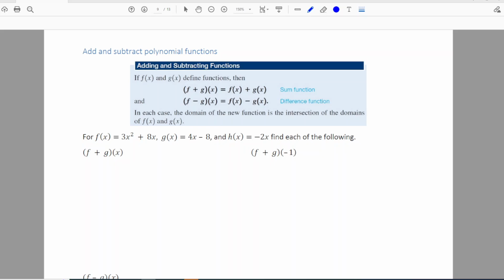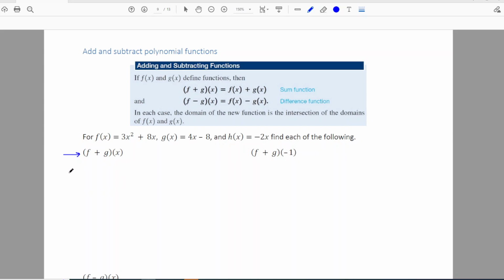Then the last thing we're going to do in 4.3 is add and subtract polynomials as functions. The only thing that's going to differ from what we did in 4.2 is that the questions are going to be written differently. You're going to be asked to do something like f plus g of x, and you're supposed to know what that means. In function notation, f plus g of x means that you're going to add the f of x function and the g of x function. If there was a minus sign between, you would be subtracting the two functions.